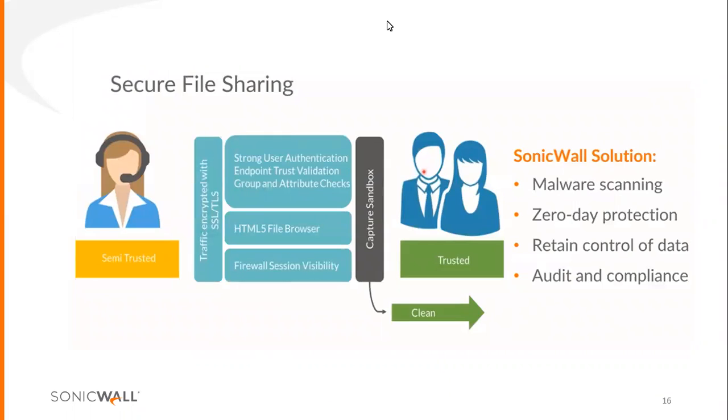Next, for the SMA, we provide secure file sharing. If you want to do traffic encryption with SSL and TLS, we have strong user authentication, endpoint trust verification, and also group and attribute checks. Just as I mentioned, you can check based on the OS level, and also check whether any endpoint security program is installed inside that particular client PC or not.